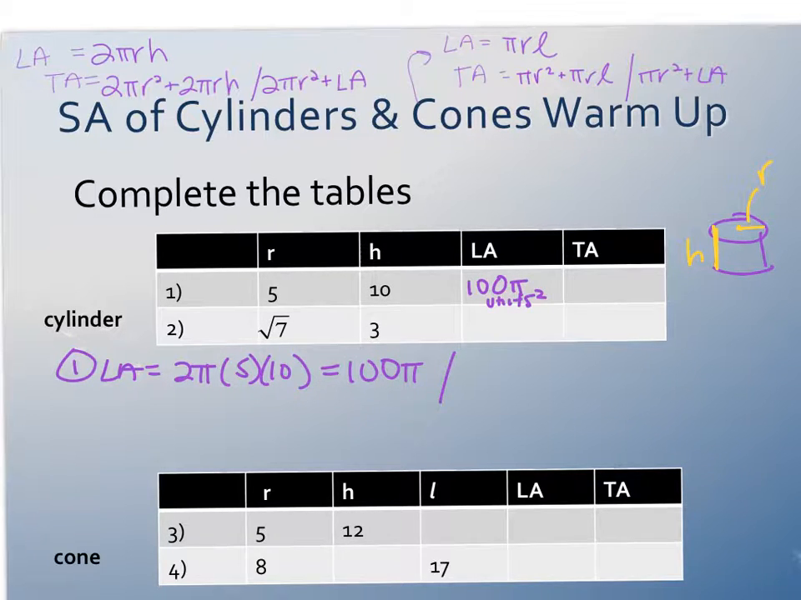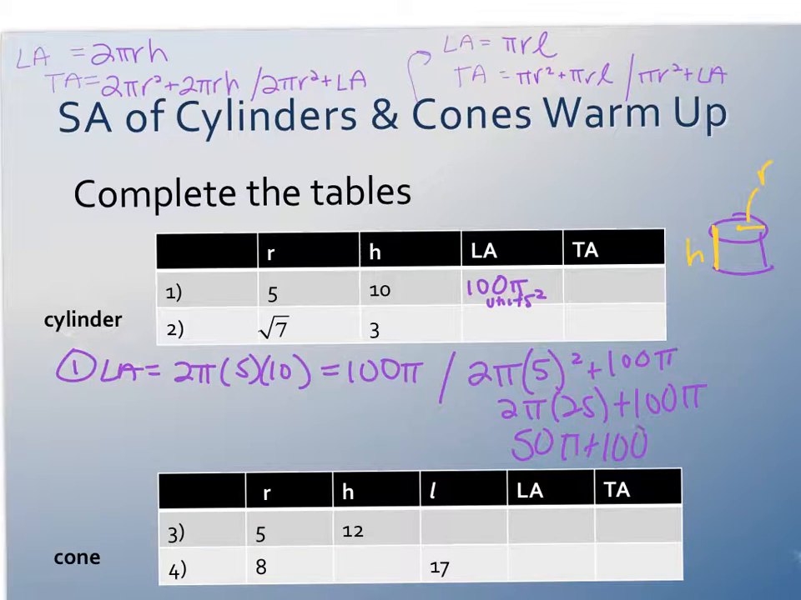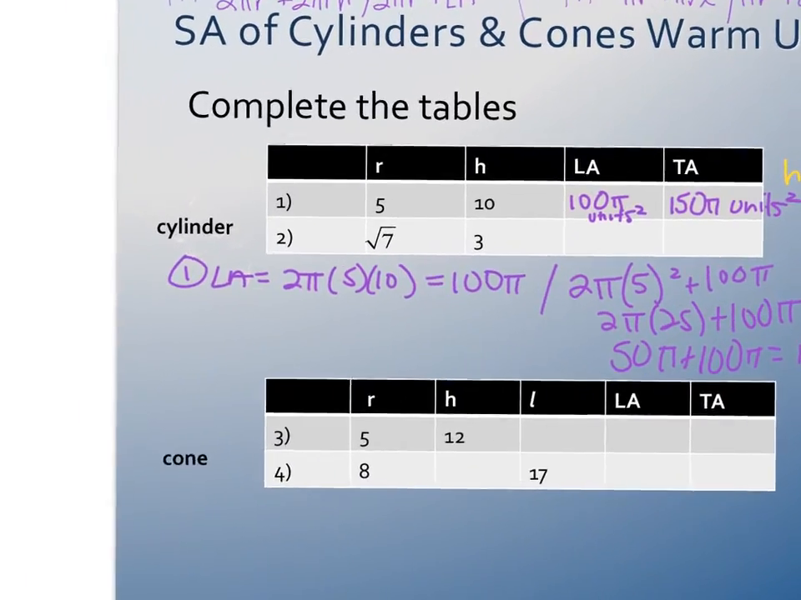And then total area, there's 2 of the bases, so 2 pi, the radius is 5 squared, plus we already have the lateral area, so you might as well use it, 100 pi. This is 2 times pi times 25 plus 100 pi. This is 50 pi plus 100 pi, and since they both have pi, I can combine them. So I get 150 pi units squared. Questions on cylinder? Raise your hand if I've got it right. Okay, good.